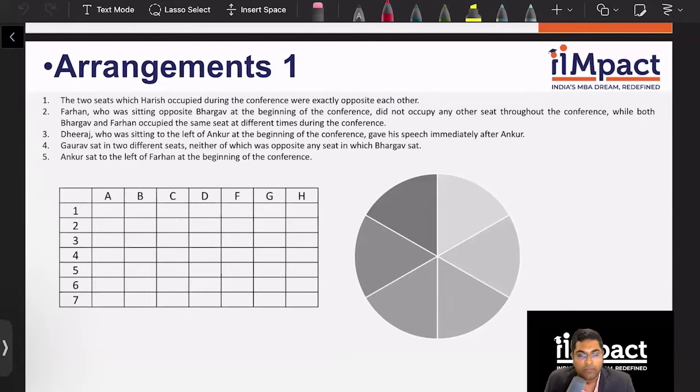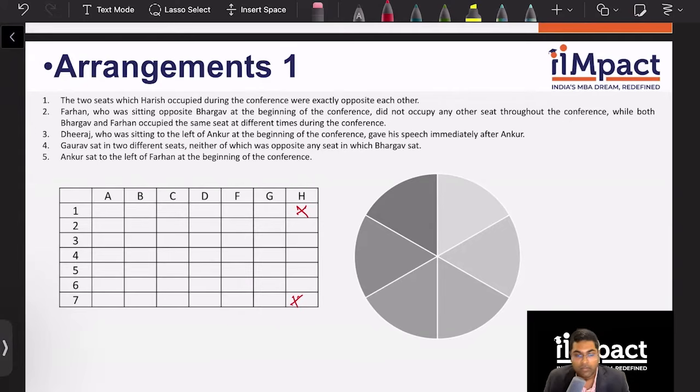So, clue number one. The two seats which Harish occupied during the conference were exactly opposite to each other. So I know Harish has occupied two seats. That means Harish is definitely not the first to speak and not the last to speak. It also tells me that whoever is sitting opposite Harish goes and gives the speech immediately after Harish. So this point I will keep in mind. I will not cancel it just yet.